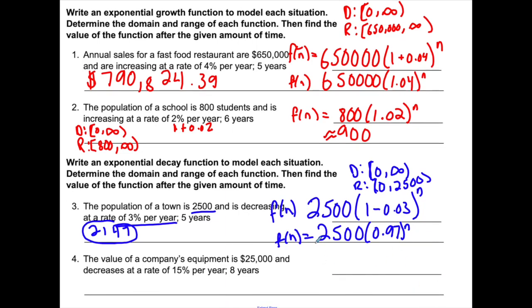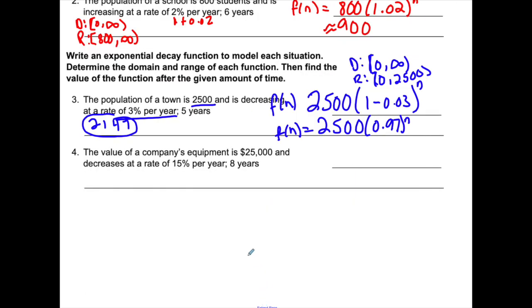All right. Finally, the value of a company's equipment is $25K, decreased at a rate of 15% per year. Okay, this is what we call depreciation. So a company wants to think about that when they're considering their expenses.